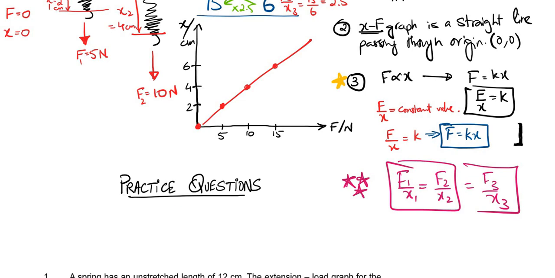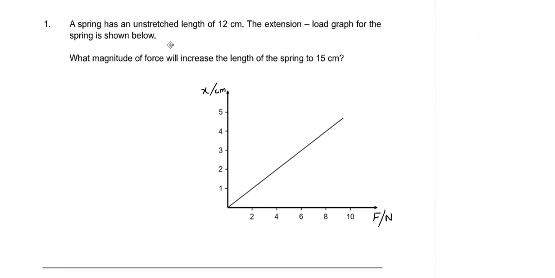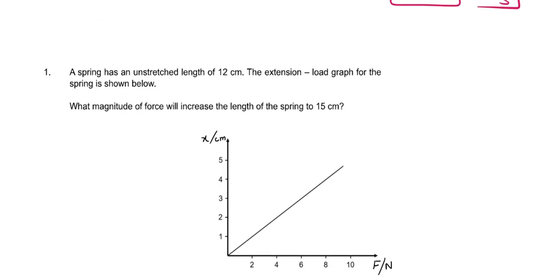Alright, अब इन concepts को use करने के लिए attempt some practice questions. Practice question में वो कह रहा है a spring has an unstretched length. What? Unstretched length, इसका क्या मतलब है? Unstretched length का मतलब है when no force is applied to stretch the spring. So this is the original length of the spring, that is 12 centimeters. Okay, extension load graph, that means x f graph. Load means the force applied to stretch the spring.